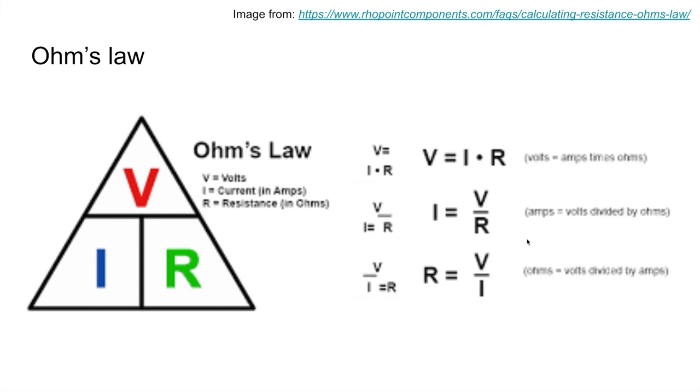V equals I times R, I equals V over R, and R equals V over I. You can use Ohm's law to calculate the resistance, voltage, or current of a circuit if you have the other two variables.